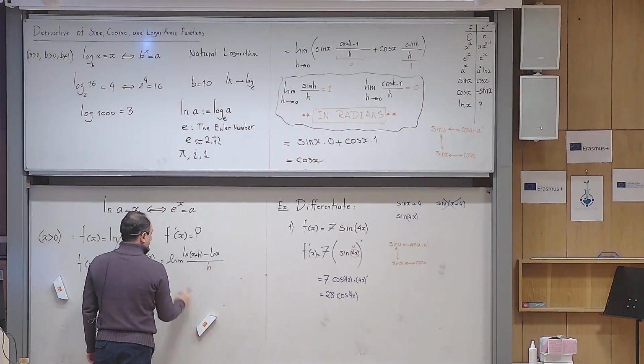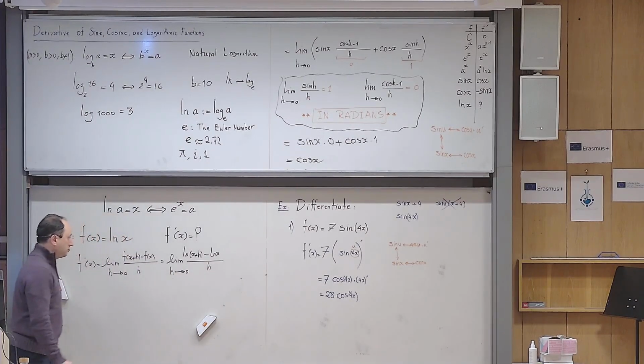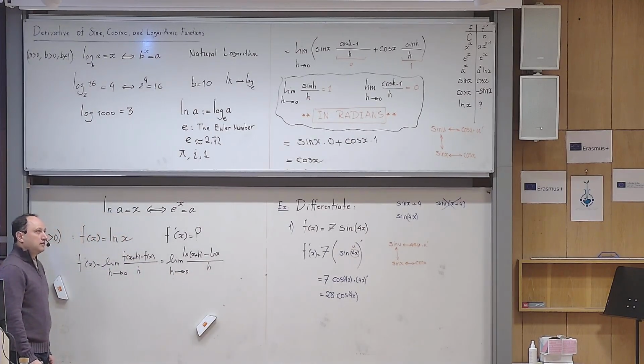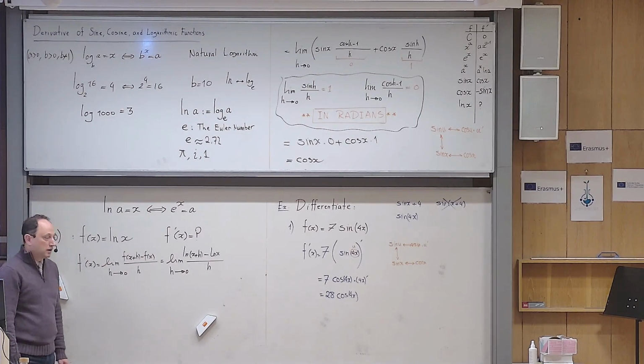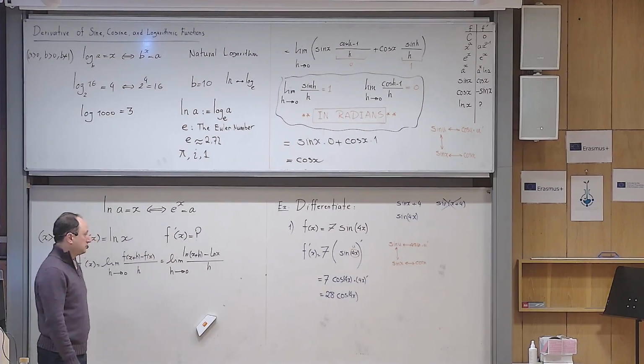Okay, but in principle, we can find a way to solve this limit. I think we can solve it rigorously if you remember a lot of things about the e number and how e is defined in the first place. So you can solve it, okay? But I don't want to go through it because there is a better, much faster way of calculating the derivative, okay?